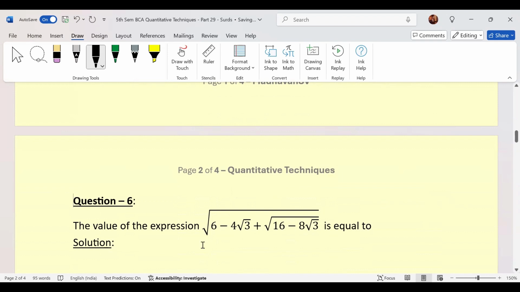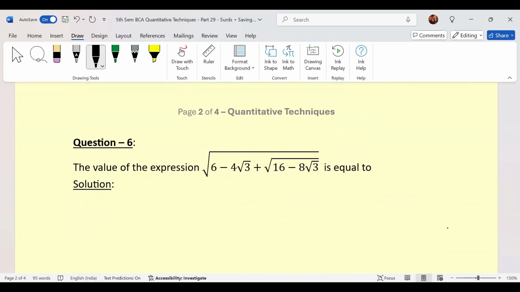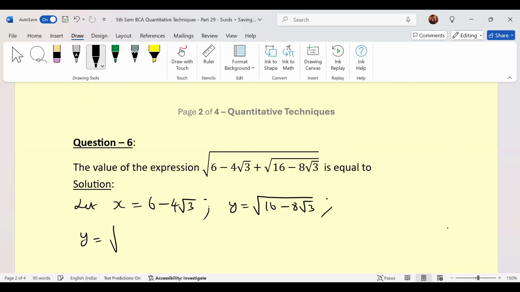Find the value of the expression square root of 4 minus root 3 plus root of 16 minus 8 root 3. So let us consider x is equal to 6 minus 4 root 3, and then y as root of 16 minus 8 root 3. And let us consider the given expression as z.